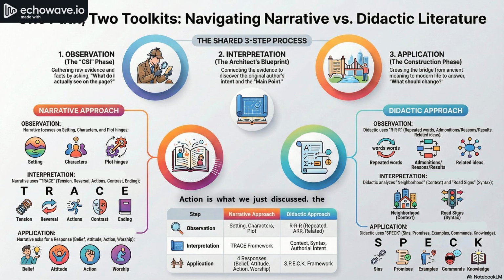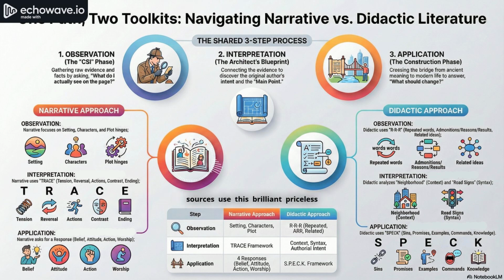Action is what we just discussed, the tangible behavior change, like speaking calmly to your kids. But belief asks, what must I understand to be true about the world or about human nature based on this text? Okay, an internal shift. Right. Attitude asks, where do I need an internal posture shift? Perhaps moving from arrogance to vulnerability. And worship asks, how should I respond in sheer awe to who God is revealed to be in this passage?